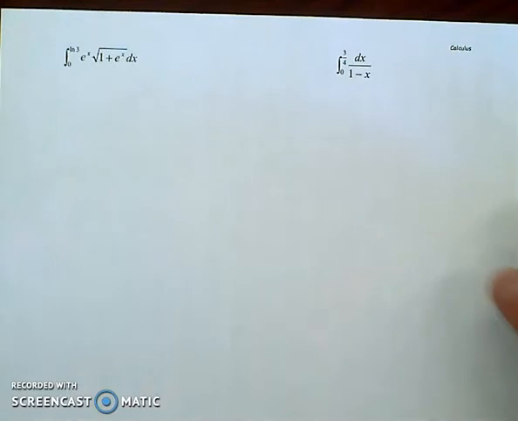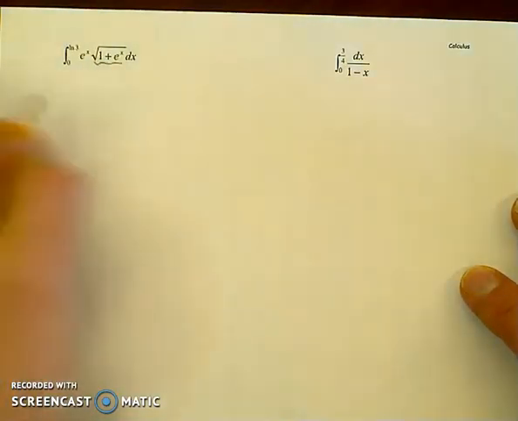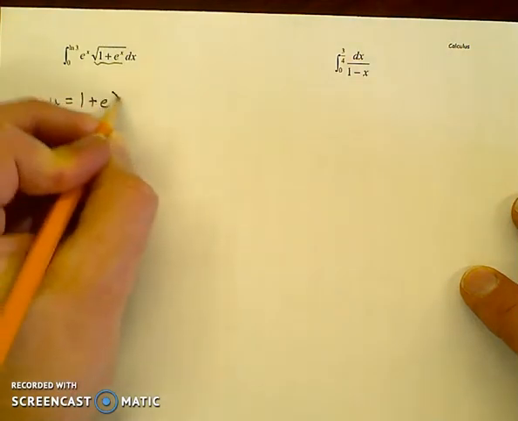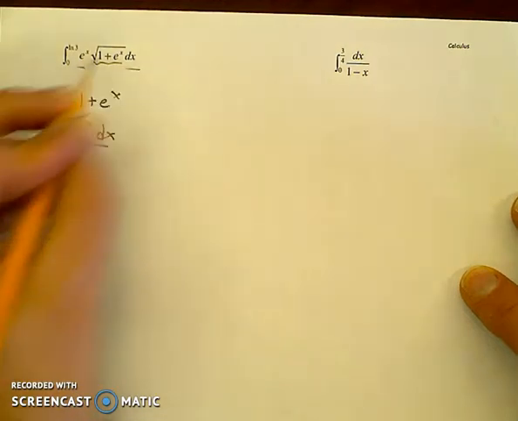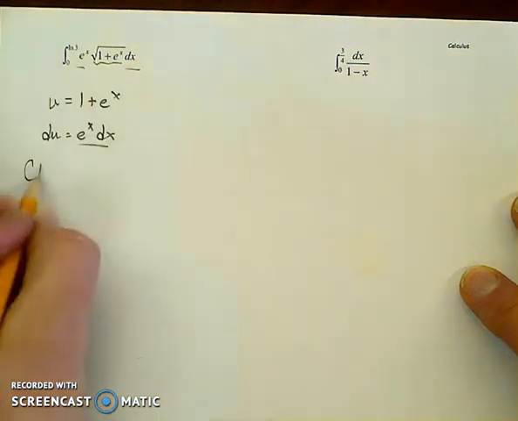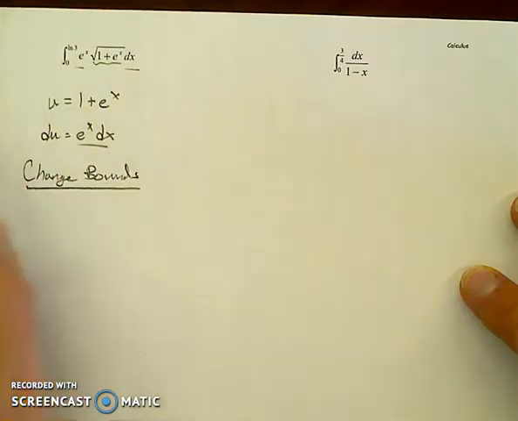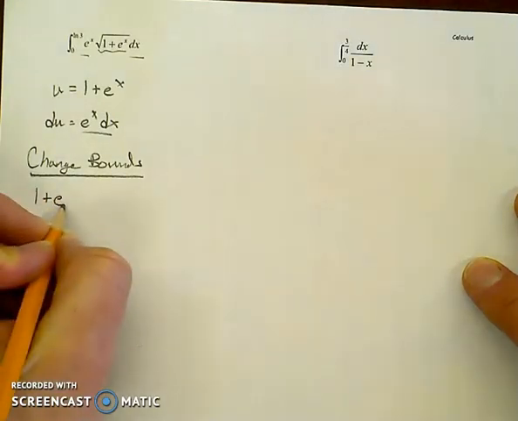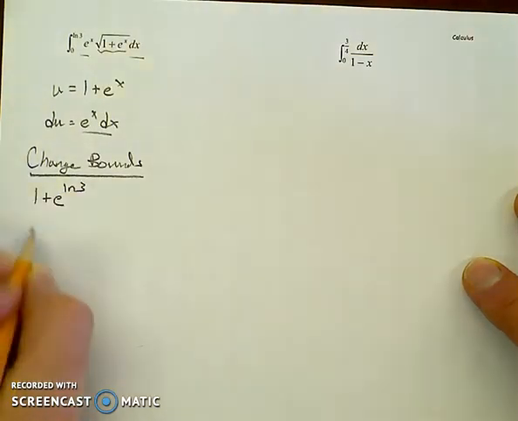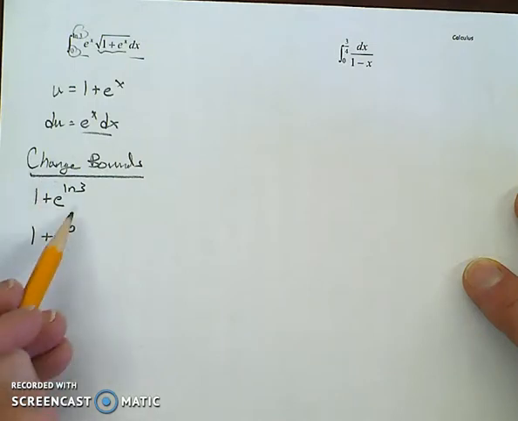So our final two problems here. We look here, this is underneath the radical, so u equals 1 plus e to the x, du equals e to the x dx. So we've got there and there. We're going to change our bounds. We're going to get 1 plus e to the ln of 3 and 1 plus e to the 0. Those are our two u's right there, our two bounds. So I plugged them into where the x was.